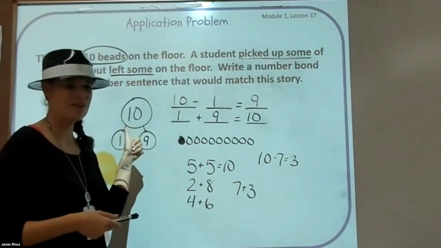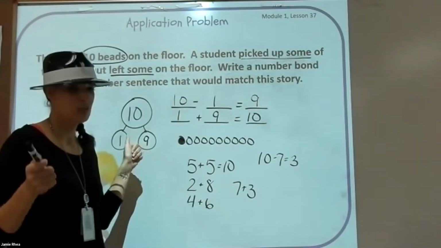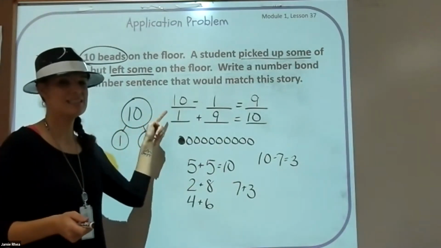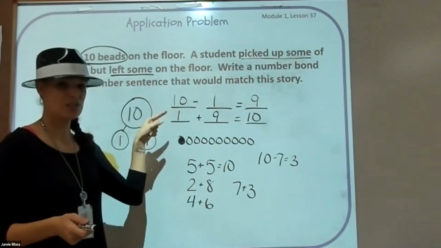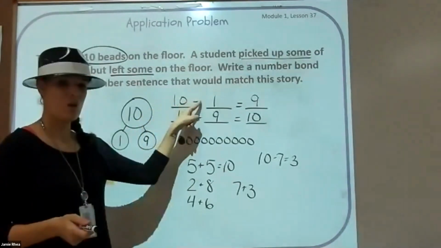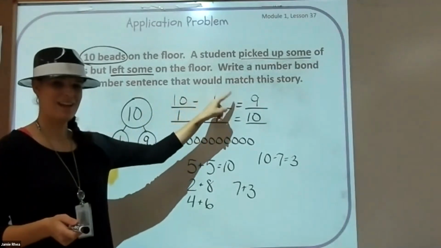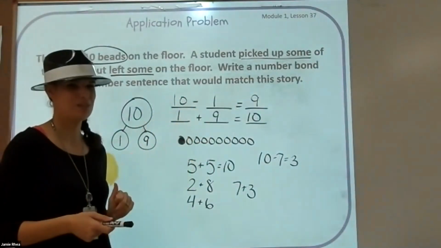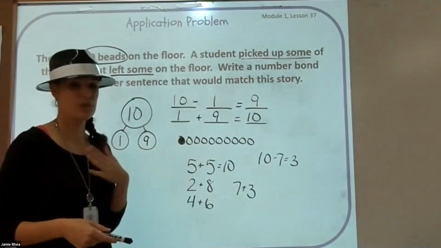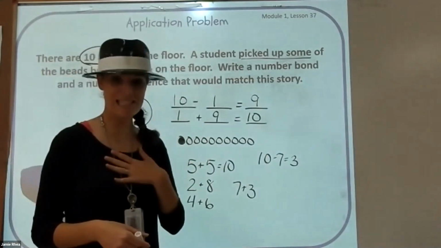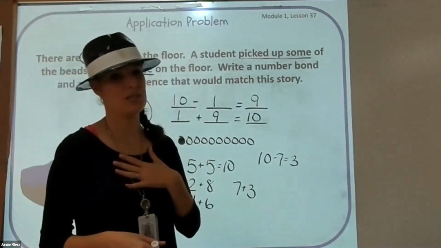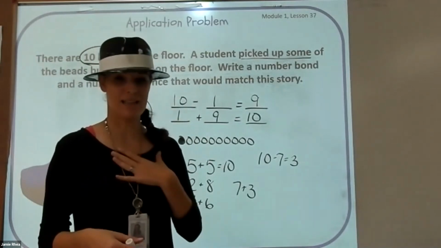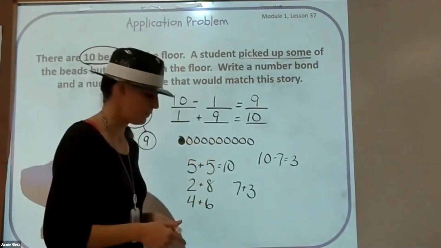Now, did we make a number bond? Yes. Did you make a number sentence? Yes. Did it match my story? I had 10 beads on the floor. 1 got picked up, 9 were left. But I showed you also how to do it with addition. I drew a picture to help me see how many beads there were and how many got picked up. That way I could help myself figure this out.